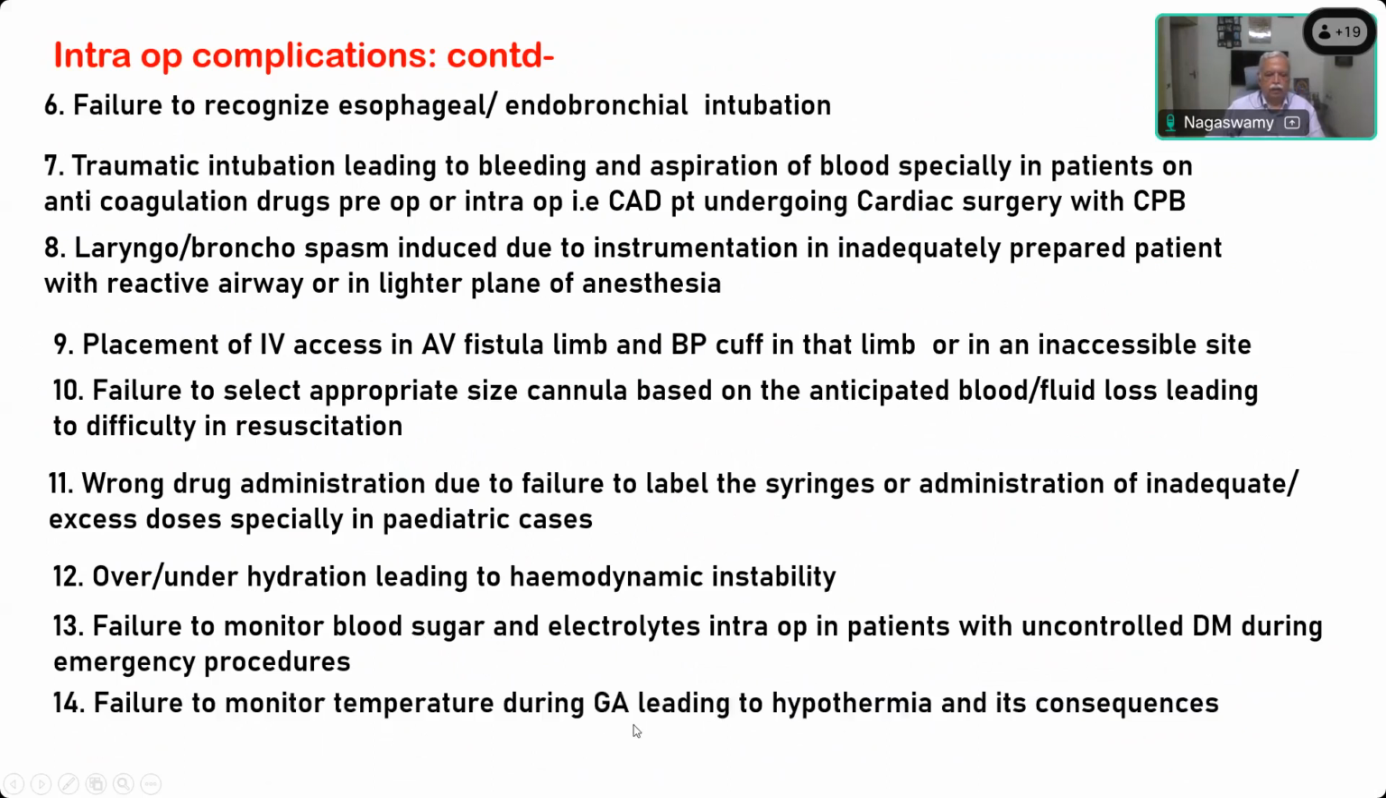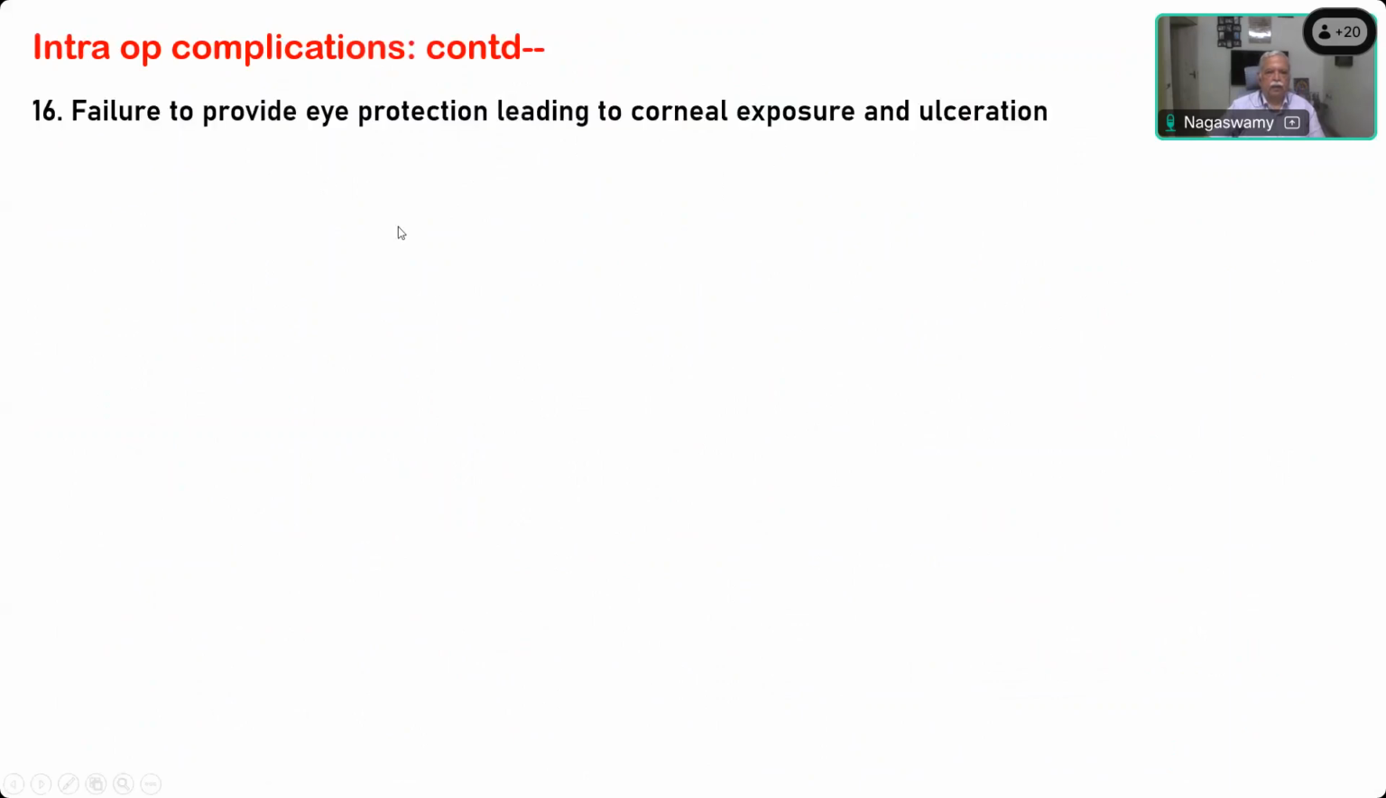Failure to monitor the temperature during GA leading to hypothermia and its consequences. And failure to monitor urine output leading to either fluid overload or dehydration and acute kidney injury. So that is also an iatrogenic complication. Then failure to provide eye protection leading to corneal exposure and ulceration. All these iatrogenic complications I am describing with regard to general anesthesia.